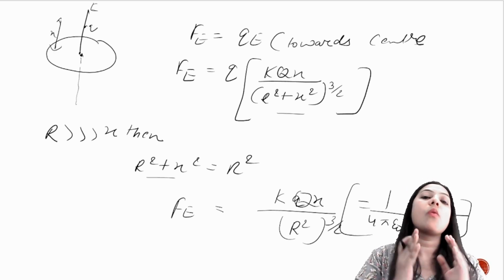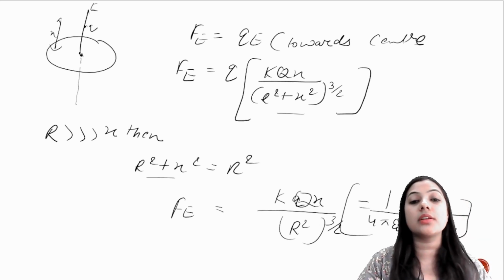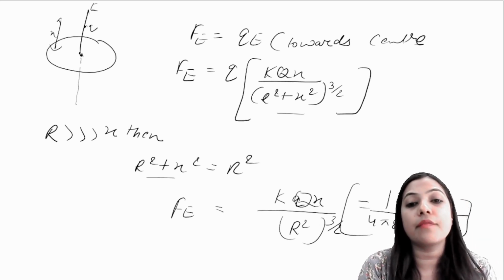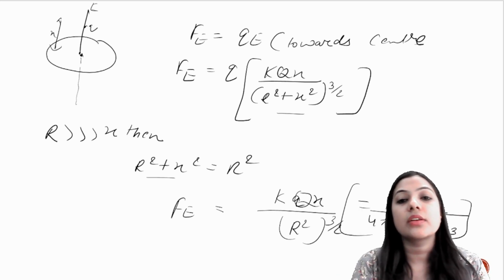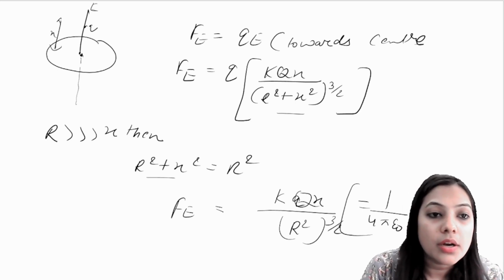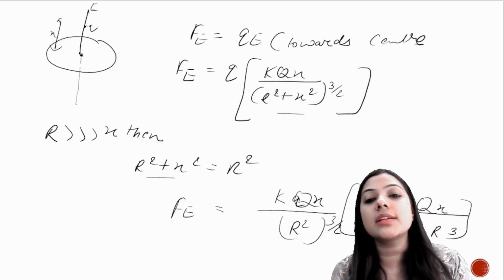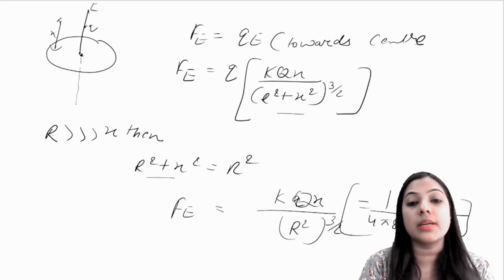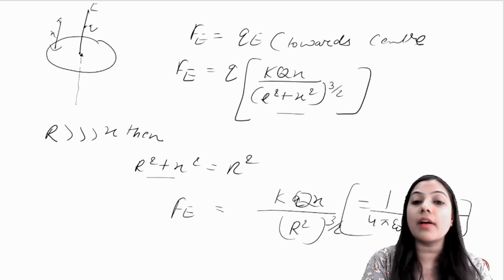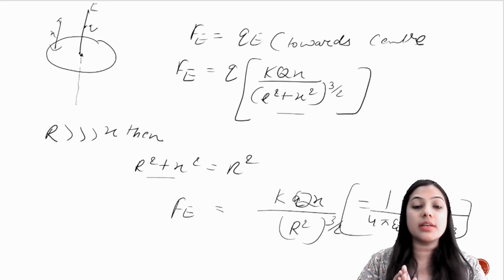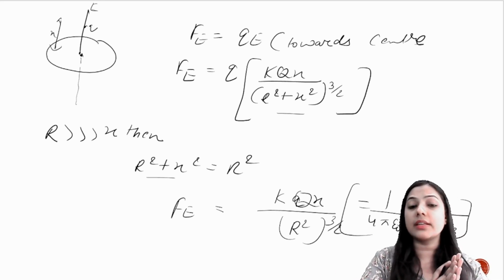Okay, in this question we have to find the force. So what is the force? F is equal to QE. We know the value of the electric field due to a uniformly charged ring, which is KQx upon (R square plus x square) to the power 3 by 2. So we will put the value of E, and then according to the condition of the question, R is very much greater than x.